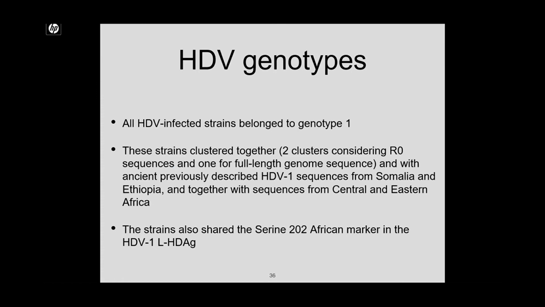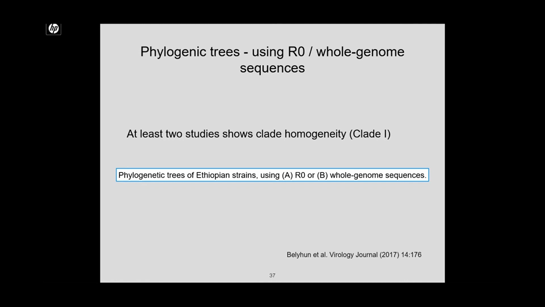When you look at the genotype, all of them were genotype 1. This also matches other African studies, like in Nigeria, which have the cysteine-200 African marker rather than the alanine, which is more common in the Eurasian. So it probably shares the African marker. You can see further sequencing in this study. Also, Balayhun et al. have studied and sequenced around 6 hepatitis delta viruses. All of them showed clade homogeneity; all of them were clade 1.